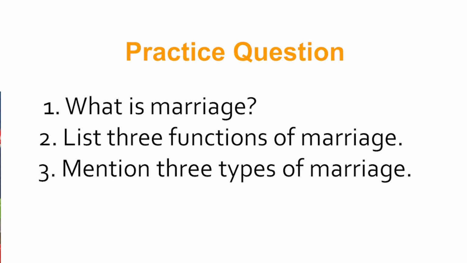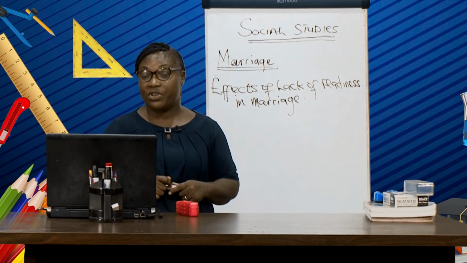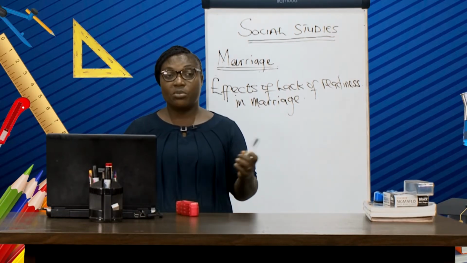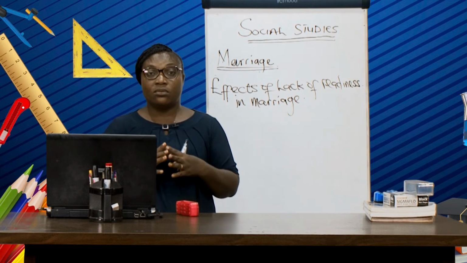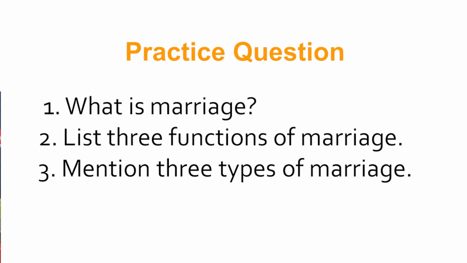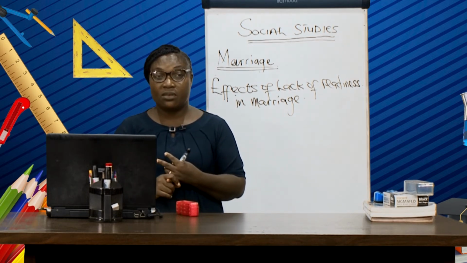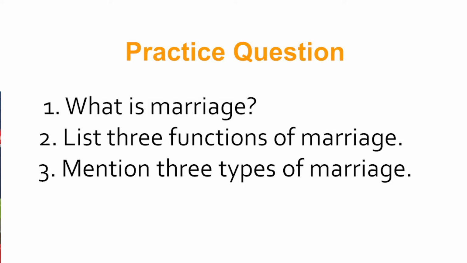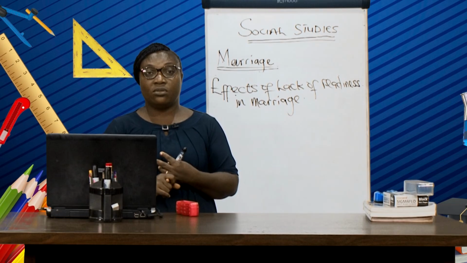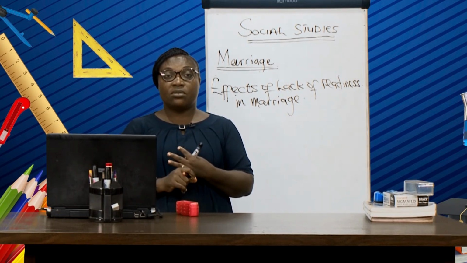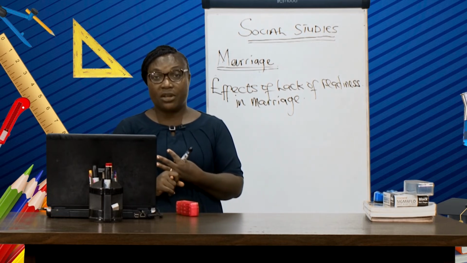So, we have some practice questions here. Number 1 says, what is marriage? 2 says, list 3 functions of marriage. And number 3 says, mention 3 types of marriage. The ones we have discussed during our previous class. Marriage is the coming together of a man and a woman as one. Then it says we should list 3 functions of marriage: for procreation, for development, for companionship. Mention 3 types of marriage: traditional marriage, religious marriage, and registry marriage.